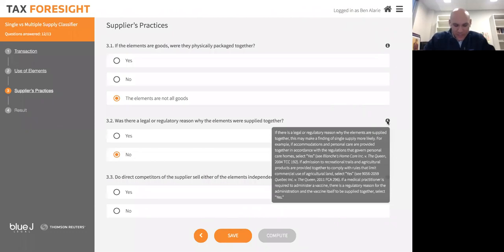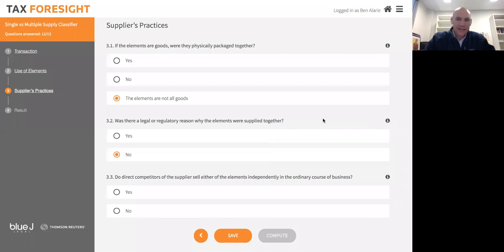I don't think it'd be contrary to any statute that I'm aware of. So I think it's a little bit debatable, but let's say no, and then we can come back and change it to yes and see how that affects the result.